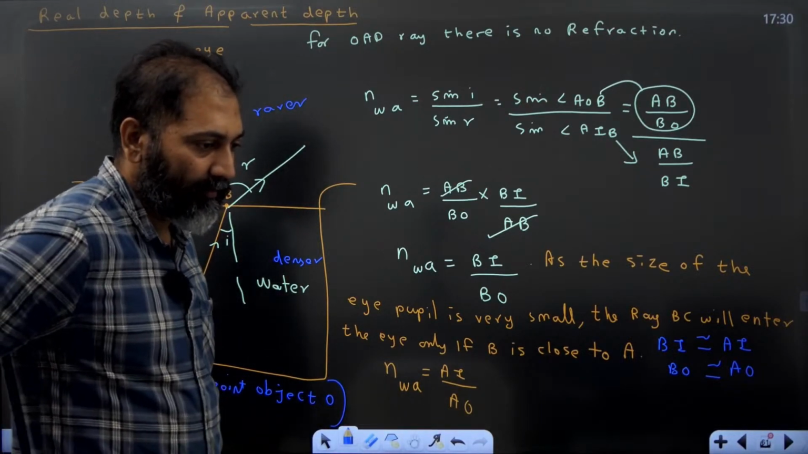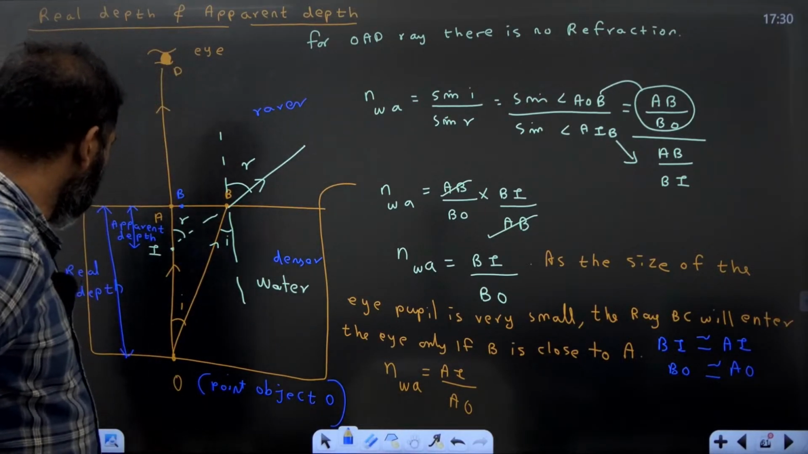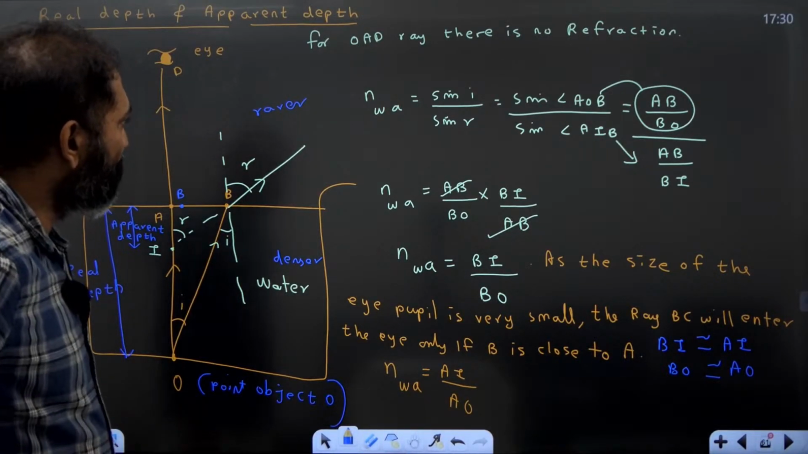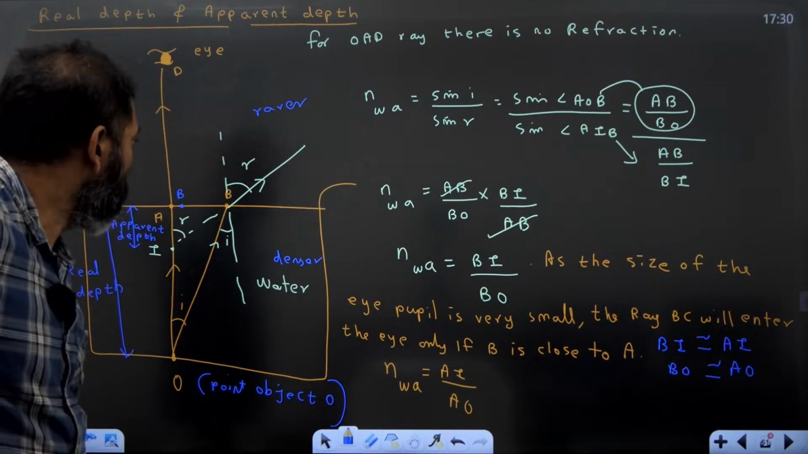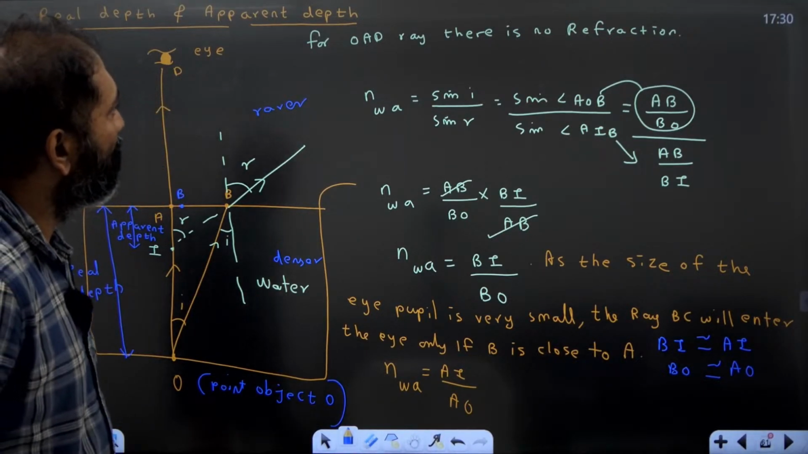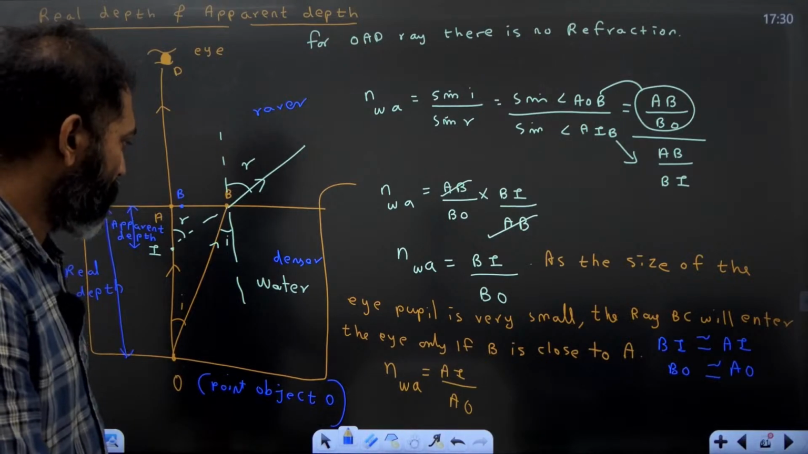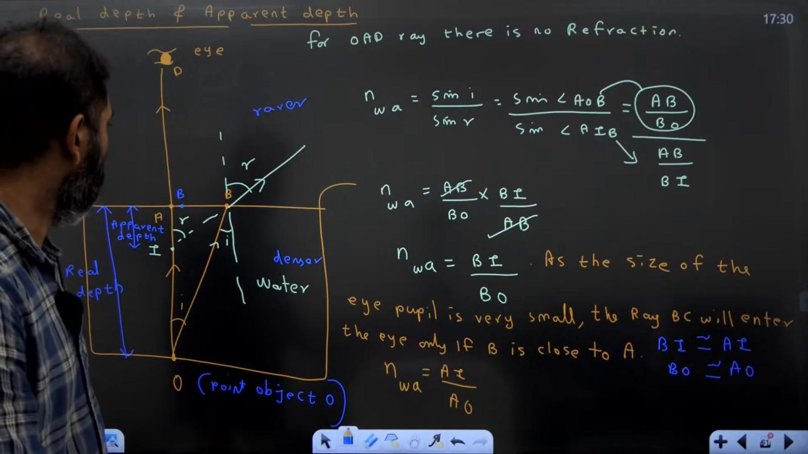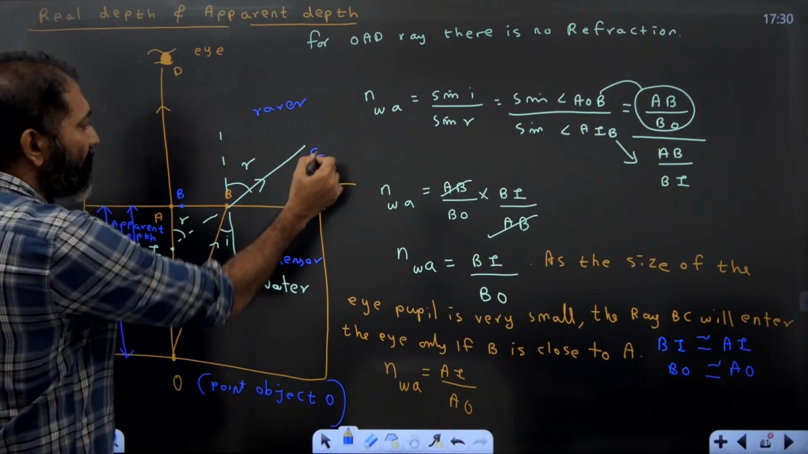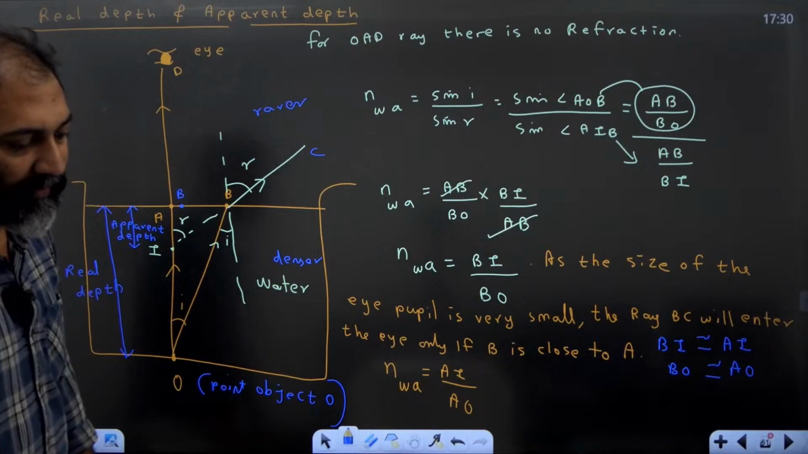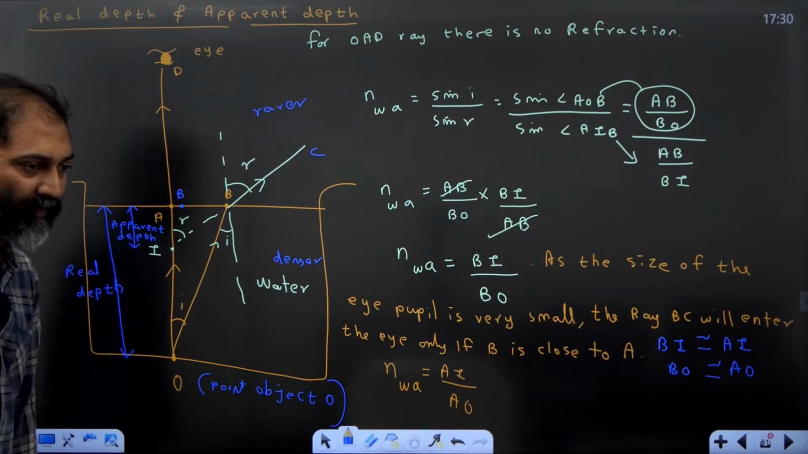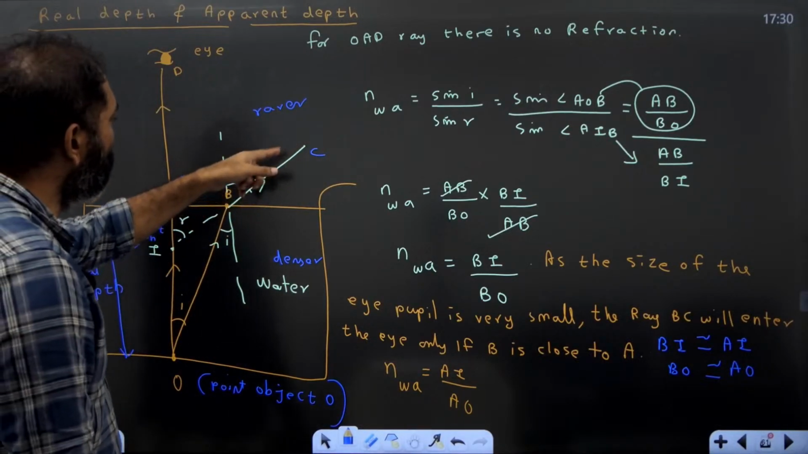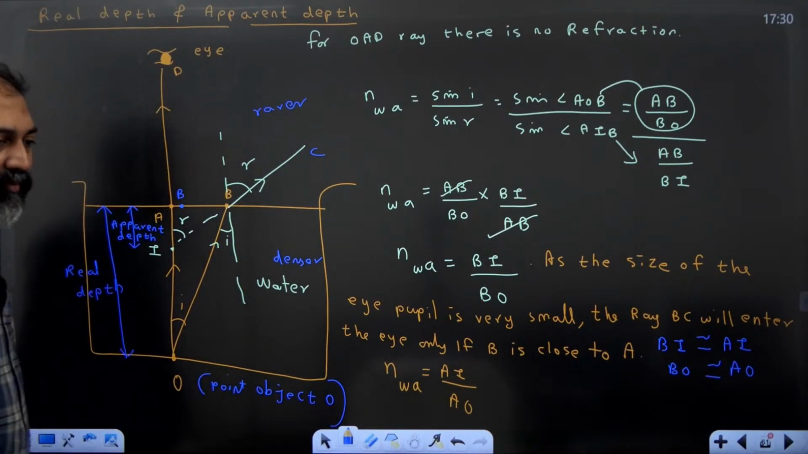Sir, C എവിടെയാണ്? C എവിടെയാണെന്ന് പറഞ്ഞത് എനിക്ക് മനസ്സിലായില്ല. ഞാൻ എവിടെ C എന്ന് എഴുതി? BC. ഇവിടെ ഒരു C ഉണ്ട് കേട്ടോ. C വിട്ടുപോയതാണ്. BC ഉണ്ട്. താങ്ക് യു. മോനെ, ഇത് റിഫ്രാക്റ്റഡ് റേ ആണ്, അത് BC എന്നാണ്. അപ്പോൾ ഈ BC റേ കണ്ണിൽ വീഴണമെങ്കിൽ B should be very close to A. ഡൗട്ട് ഉണ്ടോ?